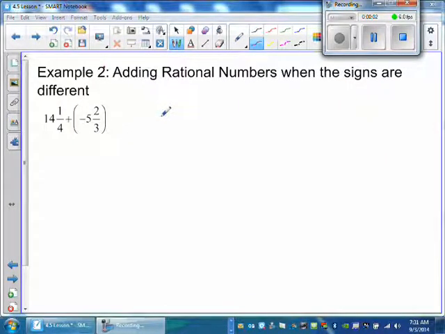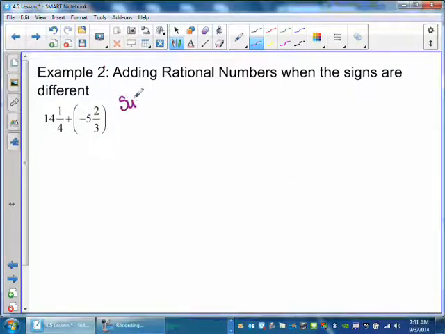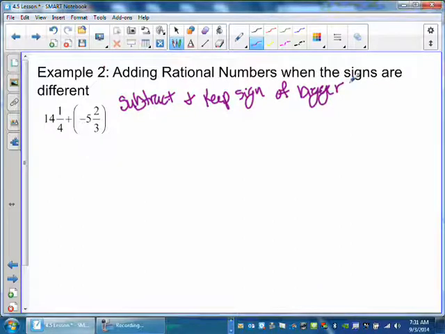Example number 2. We are adding rational numbers when the signs are different. So this is positive 14 1/4 plus a negative 5 2/3. Remember, adding a negative is the same as subtracting. So my signs are different. I'm going to subtract and keep the sign of the bigger number. 14 1/4 is bigger, so my answer is going to end up being positive.